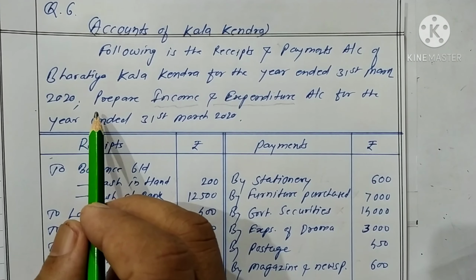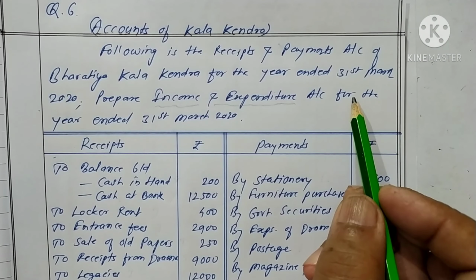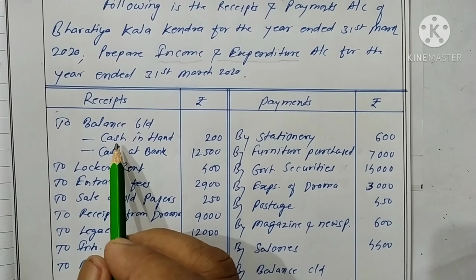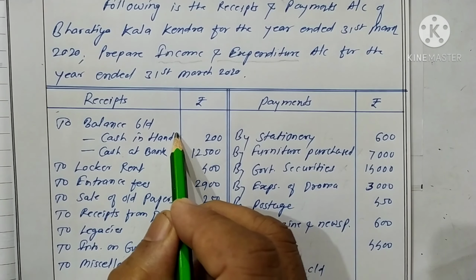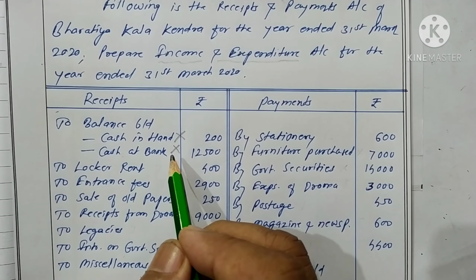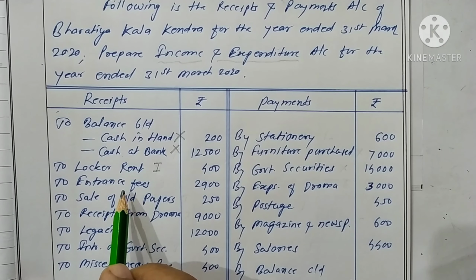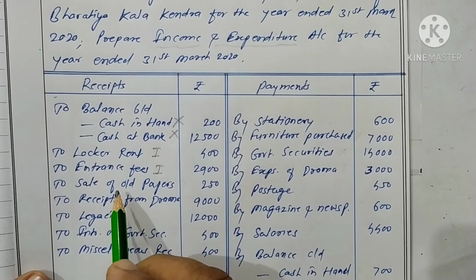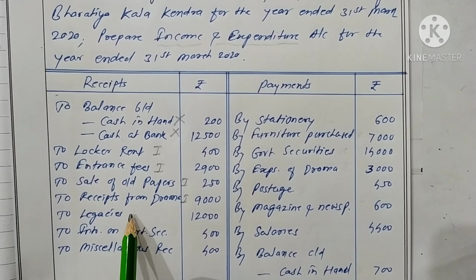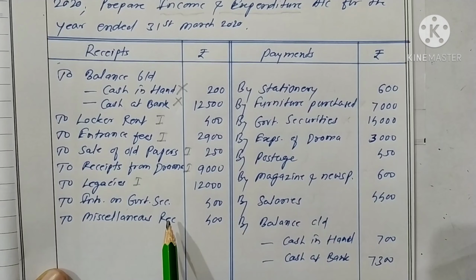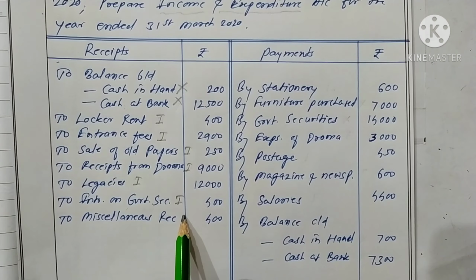Following is the receipt and payment account of Bharatiya Kala Kendra for the year ended 31st March 2020. Prepare the income and expenditure account. Now the receipt side says, to balance brought down: cash in hand and cash at bank are assets, so the opening assets will not affect the answer sheet. Just find out the incomes. Locker rent is a revenue income. Entrance fees is also income. Sale of old papers is also income. Receipt from drama is also income. Legacies is also income. Interest on government securities is income. Miscellaneous receipts, sundry receipts, other receipts are income.